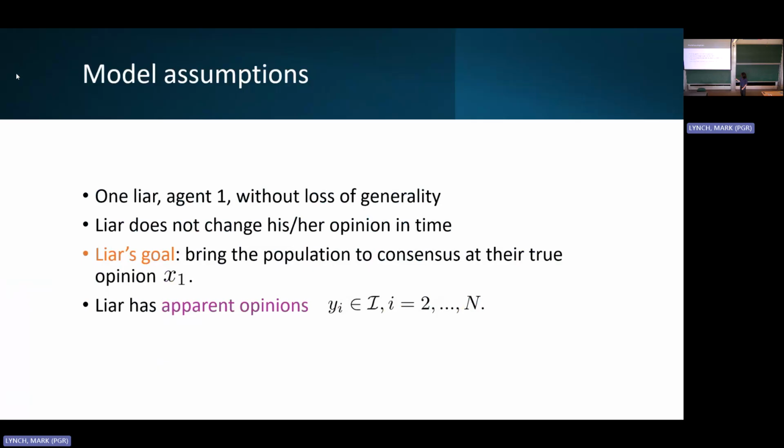And instead of the Hegselmann-Krause model where you exchange the information of your true opinions, you're now going to be exchanging the information according to your apparent opinion. So mathematically, it's going to look a bit like this.